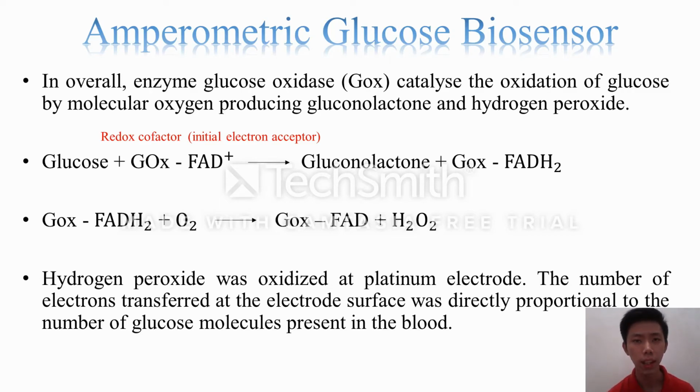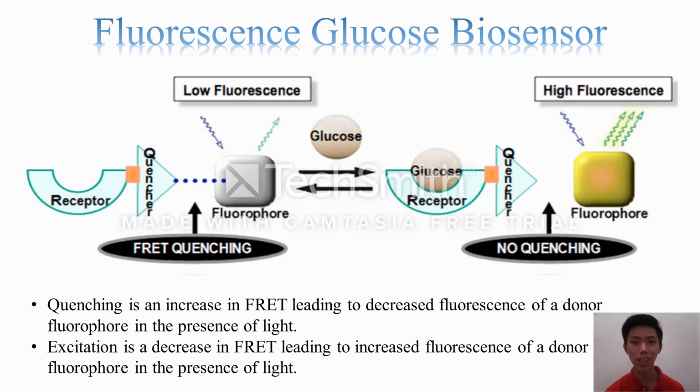In this case, the hydrogen peroxide will be oxidized at the platinum electrode. The number of electrons transferred at the electrode surface is directly proportional to the amount of glucose present, for example, in the blood. Next, I will discuss the fluorescent glucose biosensor.